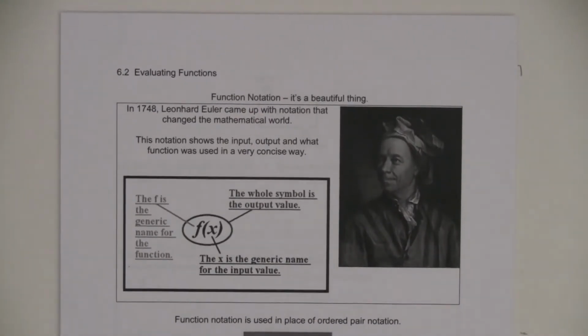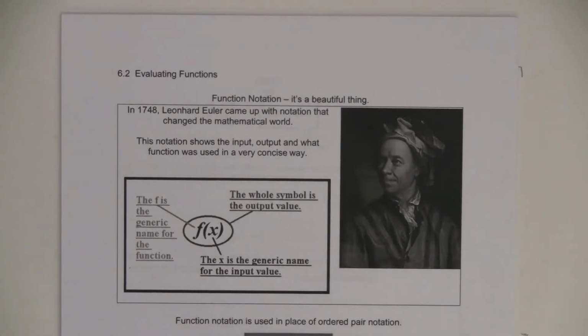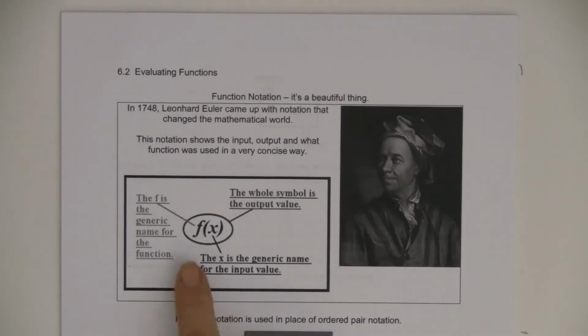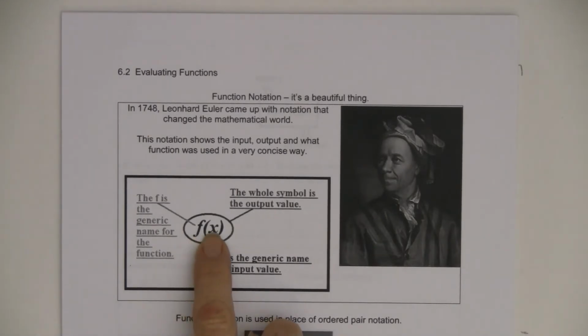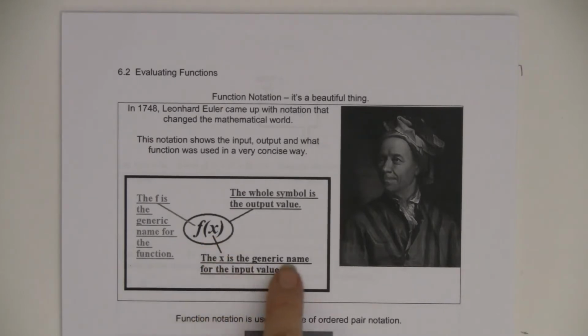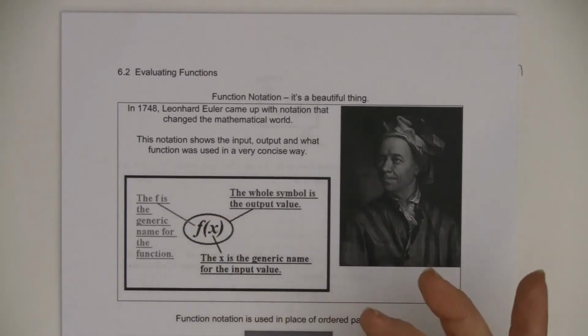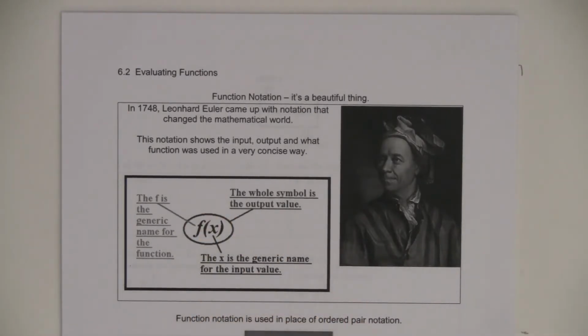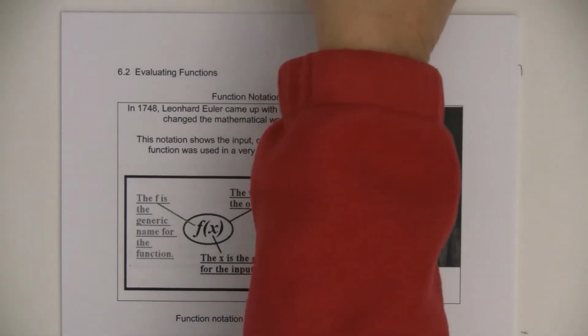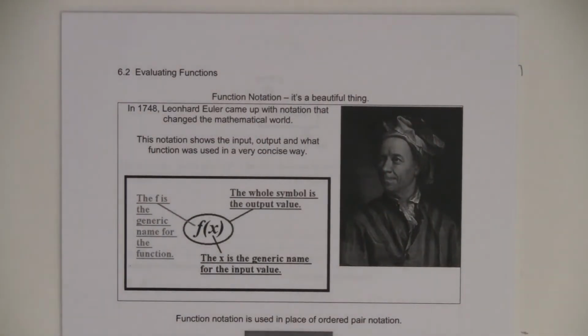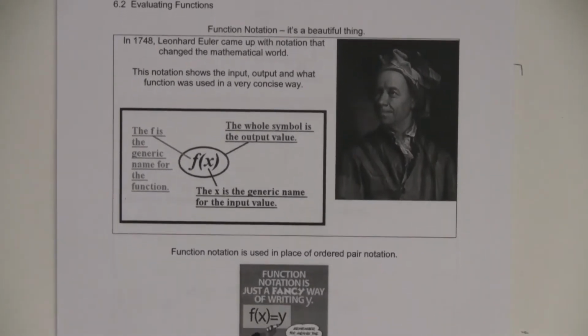Hi, welcome back. We're going to look at 6.2. It's on function notation. This is the name, the generic name for the function f, at x or of x, people would say. I like the word at better. And that's the generic name for the input value, an x value. And the whole symbol is the output value. And remember, our input was our x and our output was our y. And so this function notation has both of those in there.